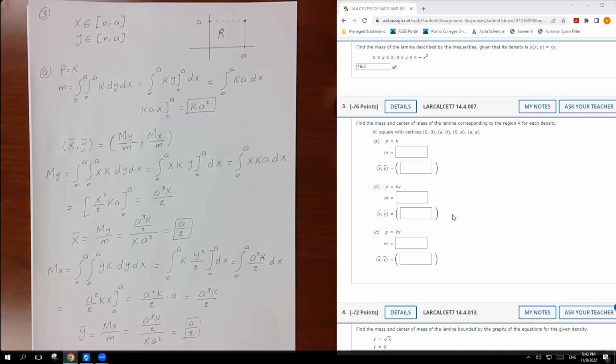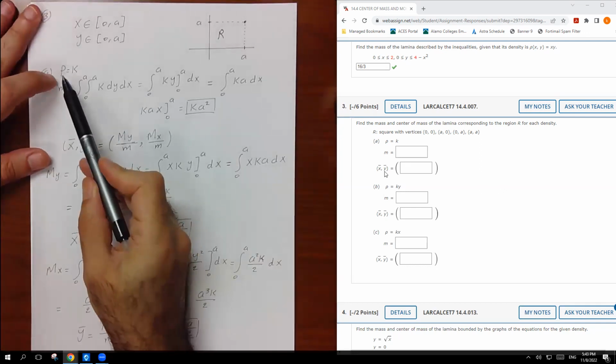So find the mass and center of mass of the lamina corresponding to the region. So for A, our density rho equals k, and we need to find m. That's why I always recommend to watch the slides before you do these examples, so you can know when I'm doing these steps.